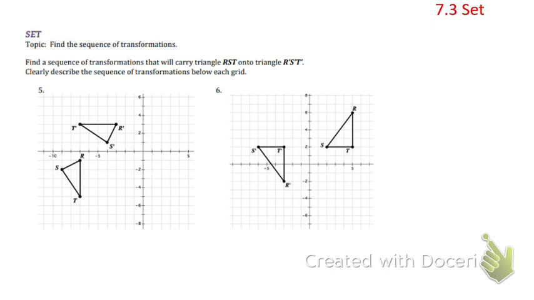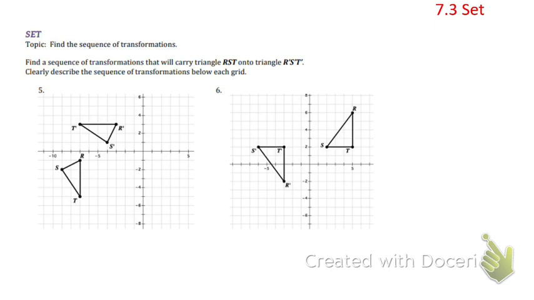Now, unfortunately on these, they're not just a single transformation. There's no way just to translate or just rotate or just reflect to make these triangles coincide. So what we're going to have to do is do a series. We're going to do a sequence of transformations. And the easiest way to do this is to translate it first.